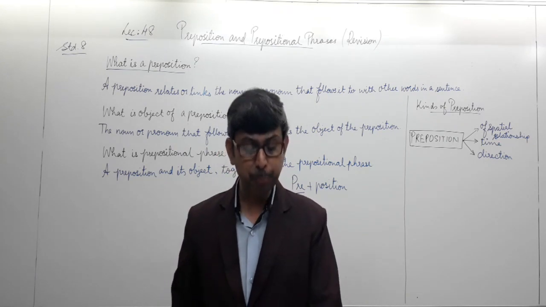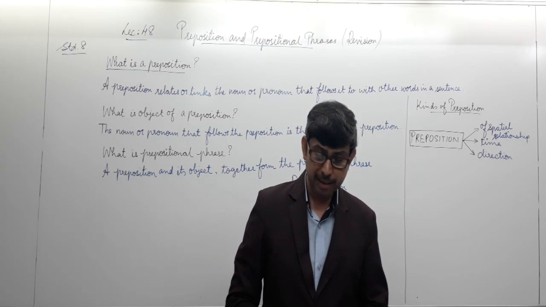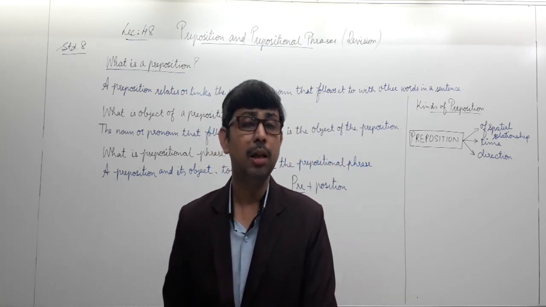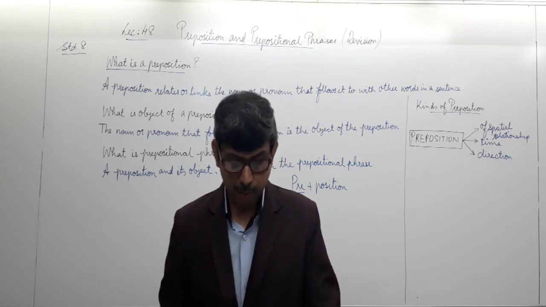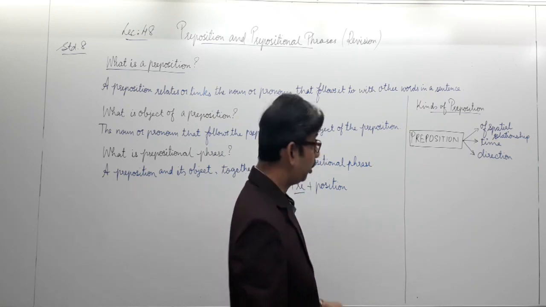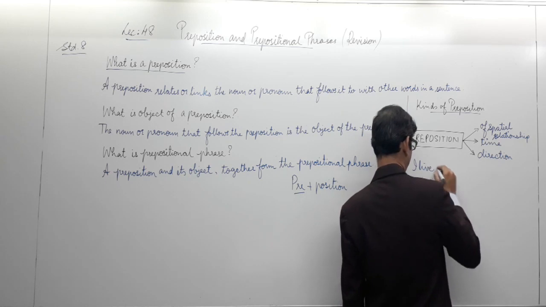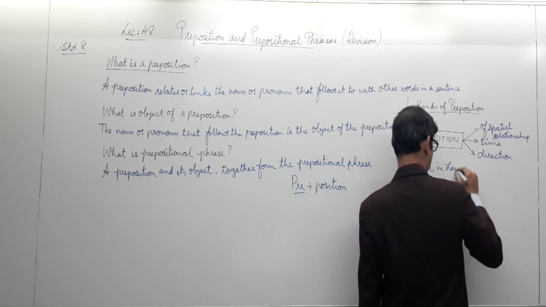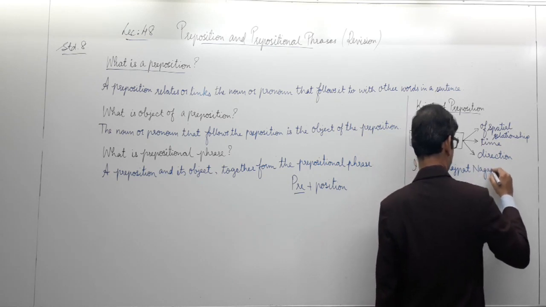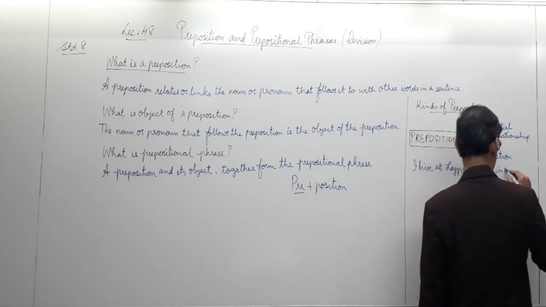Prepositions that refer to place and position are called prepositions of spatial relationship. I repeat, prepositions that refer to place and position are called prepositions of spatial relationship. Take one example of this type. I live at Lajpat Nagar in New Delhi.